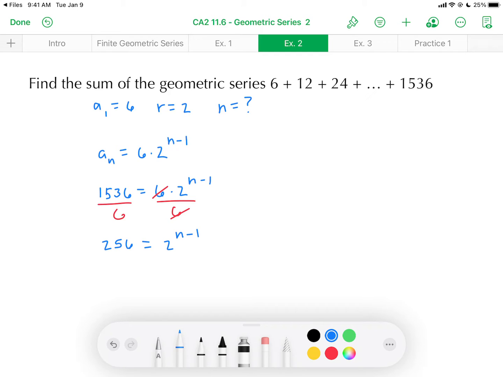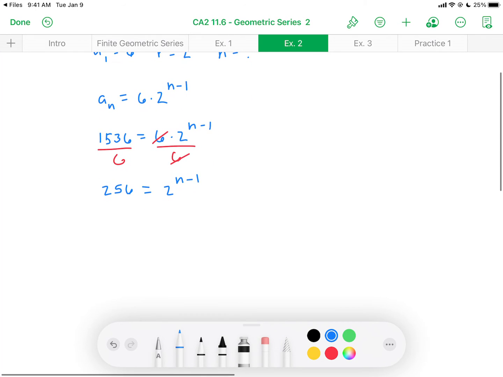Yeah, 2 to what power equals 256? That's ultimately what we want to reason out here. Because if I have an exponential equation where I can write both sides of the equation with the same base, I can then effectively ignore the bases and set the exponents equal to each other, right? Okay, so 2 to what power is 256?